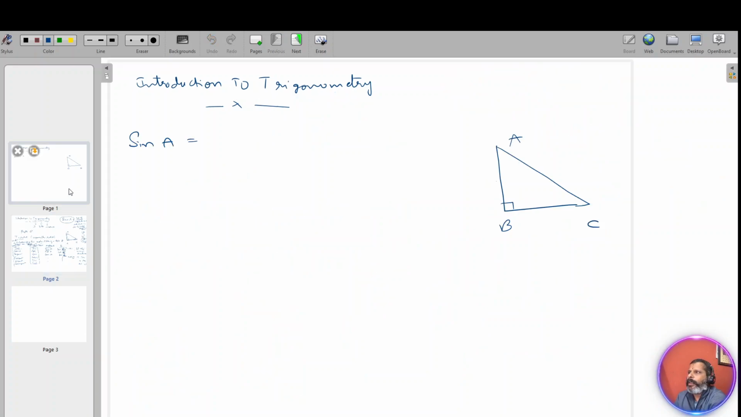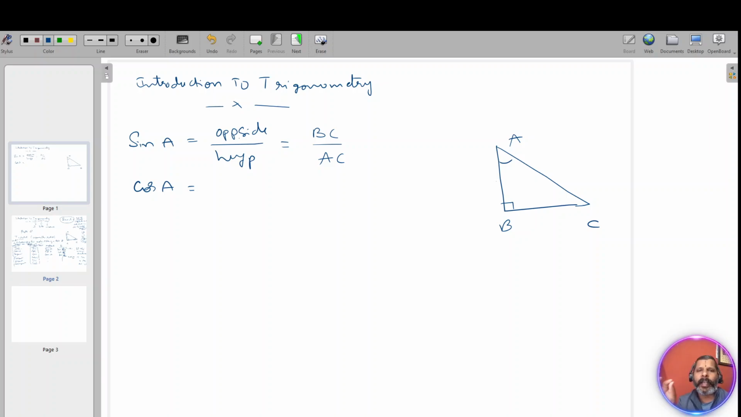Okay, coming back, sine A. What is sine A? Sine A is opposite side by hypotenuse. What is the opposite side here? For A, opposite side is BC. What is hypotenuse? AC. Got it? Sine is always opposite by hypotenuse. Then cos A.